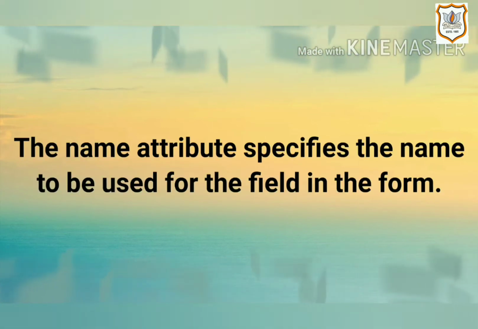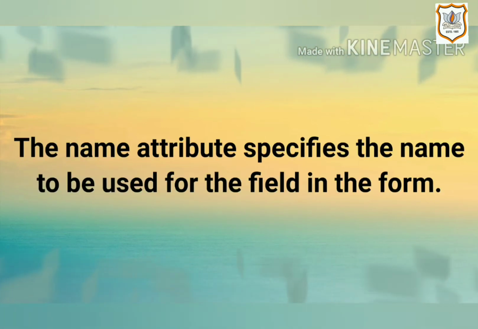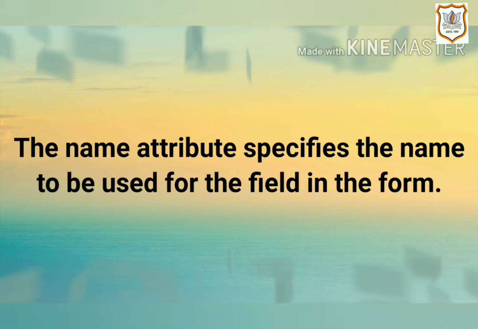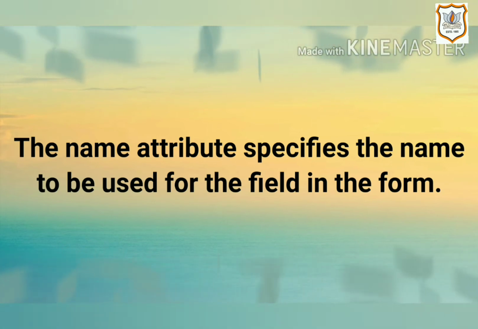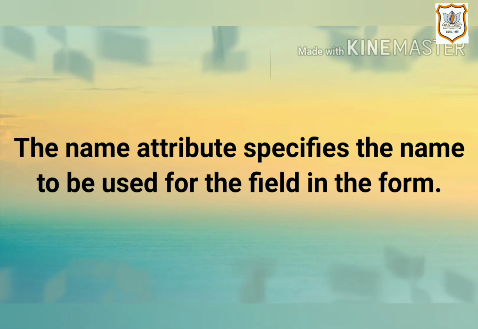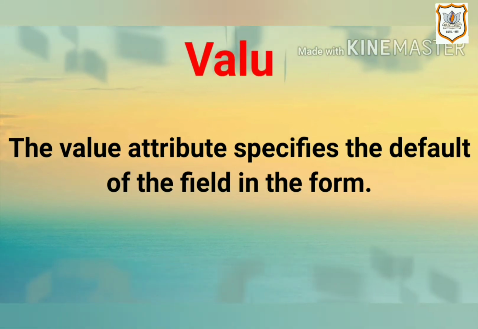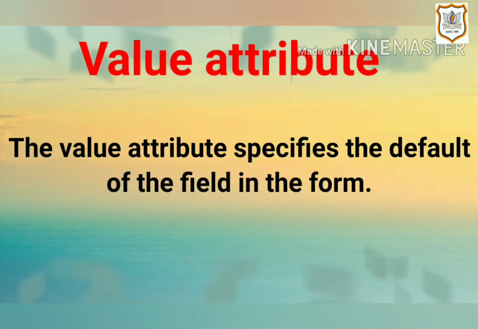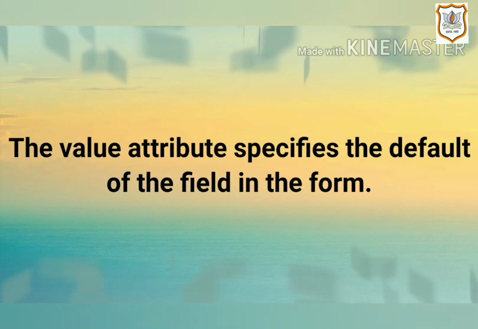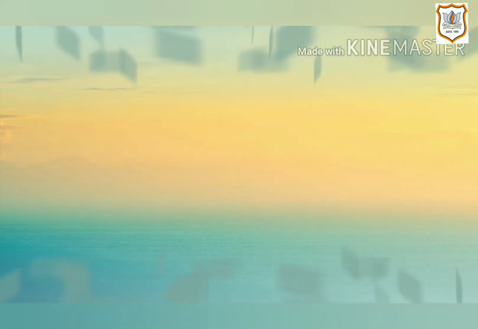Second attribute is the name attribute. The name attribute specifies the name to be used for the field in the form. Name attribute means it shows the name of the text field or a radio button. Third attribute is the value attribute. The value attribute specifies the default value of the field in the form.